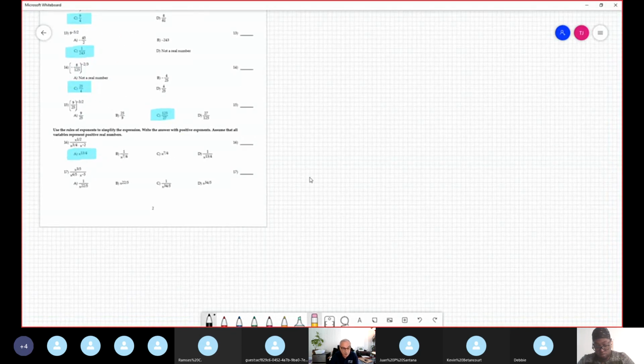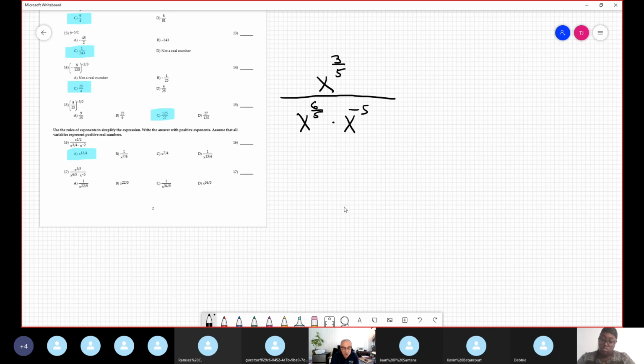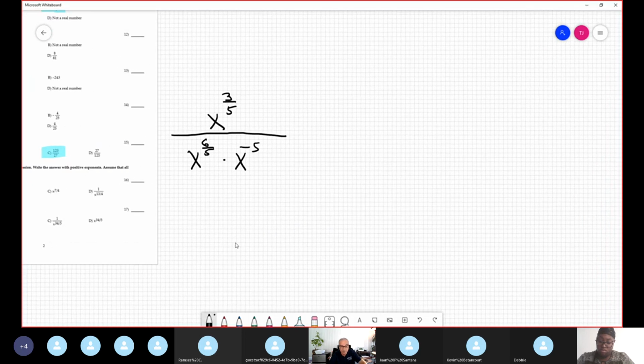Okay. 17: x to the 3 over 5, over x to the 6 over 5 fraction exponent, times x to the -5. Okay, one more time, similar situation. In this situation, we have a negative exponent. Personally, I don't like it, therefore I convert to positive. The positive exponent stays in its place. I don't touch it. However, the negative, yes. I put it on top, like a positive.